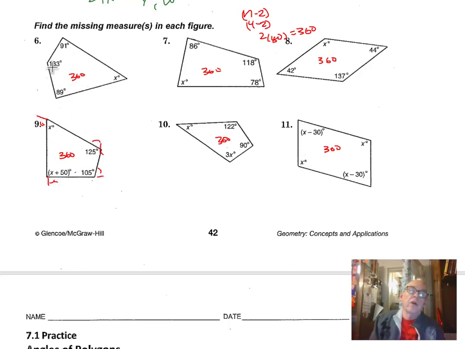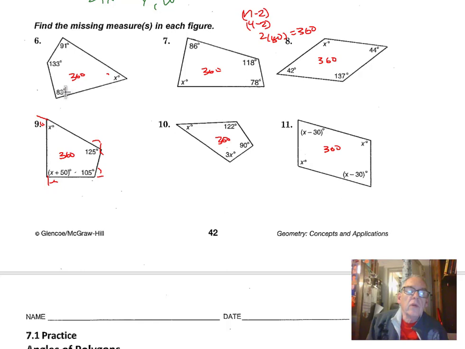Let's see what we got here. So we got an 89 and a 91. That's 180. And another 133 makes 313, 366, makes 266, which leaves another 94 degrees. That doesn't sound right. Let's double check this.